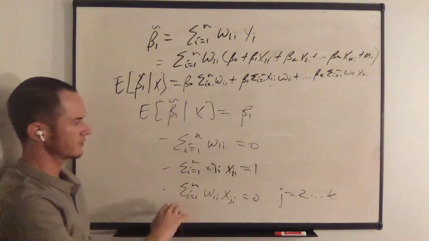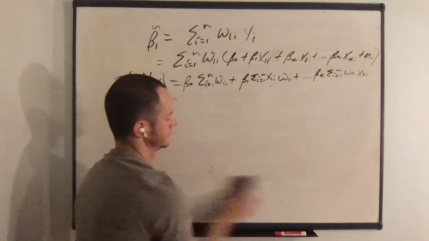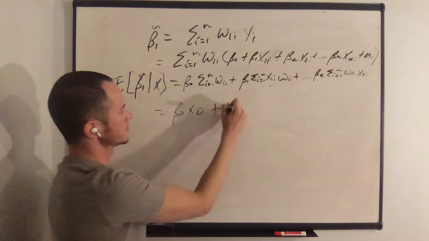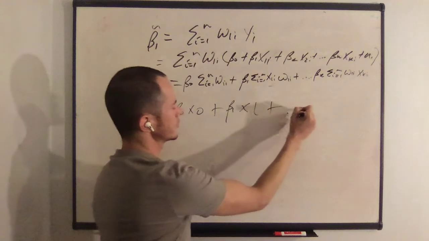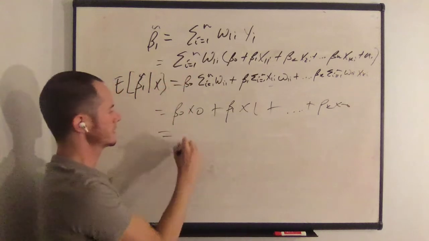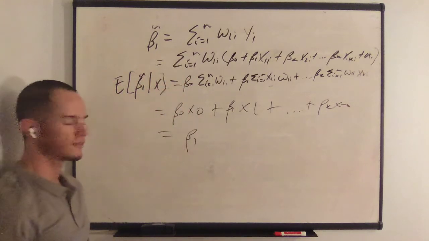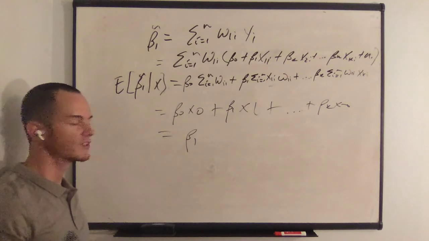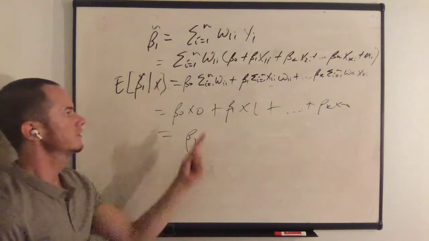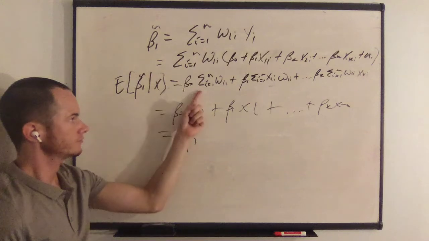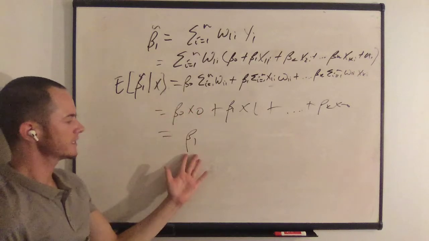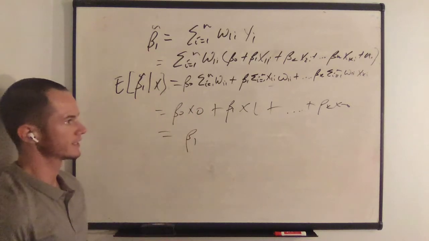Right? So let's plug these values in, so that this is equal to beta 0 times 0 plus beta 1 times 1 plus through beta k times 0, so that this is equal to beta 1. So we have defined an estimator that is linear, and we have defined an estimator as unbiased. Now we're going to use these characteristics of the function of w1i later on, because the way that we built this estimator is going to determine what its variance is.